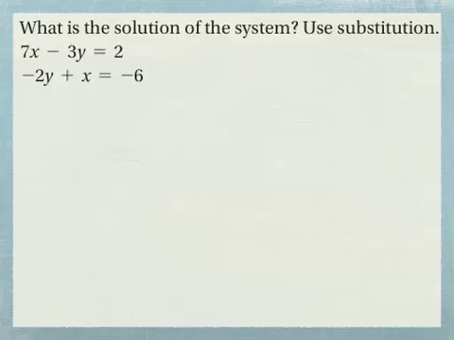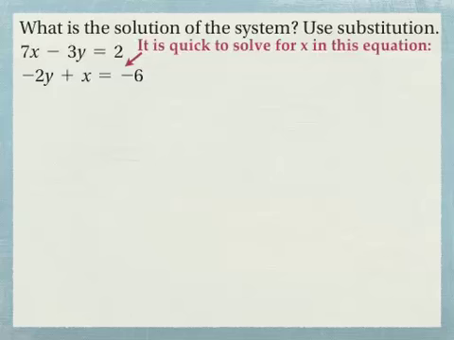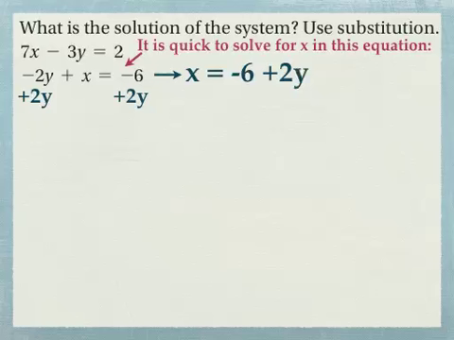To get x by itself, or to solve for x, I need to get rid of negative 2y. Remember, this is like solving an equation for x. I have to use inverse operations. The opposite of a negative 2y is a positive 2y. So add 2y to both sides, and you get x equals negative 6 plus 2y. If you put 2y minus 6, that's going to be the same thing.